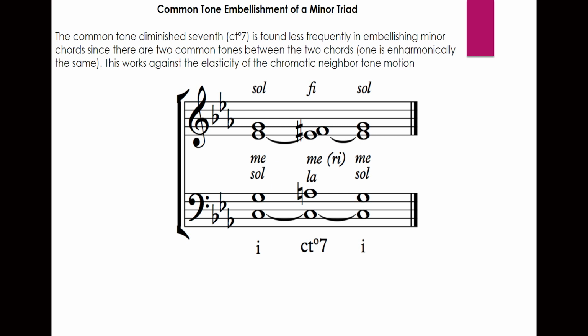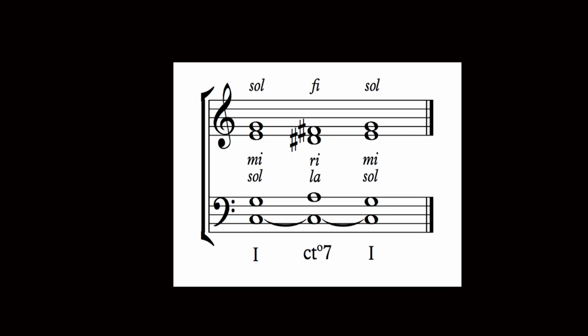Now, the common tone embellishment is not as common in minor because it has a common tone. You can see that the alto voice doesn't change. It goes from E flat to E flat and E flat. Remember, in the major version, it went from E to D sharp, a double chromatic neighbor.